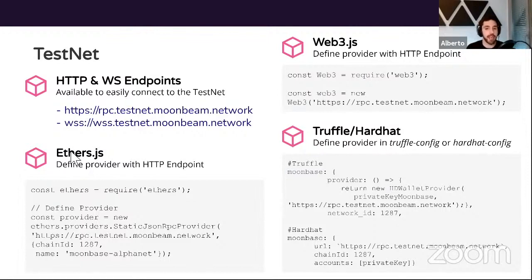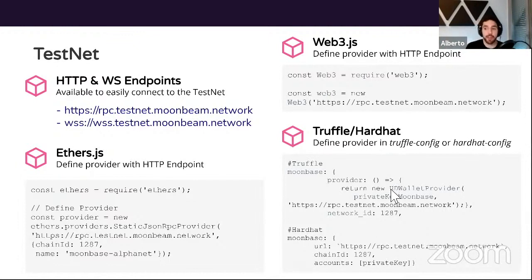In the case of Ether.js, I recommend using the static JSON RPC provider. Well, you will pass, once again, the HTTP endpoint and some information regarding the testnet. And last but not least, we have Truffle and Hardhat as an example, where you can define the provider in the Truffle config file or Hardhat config file.